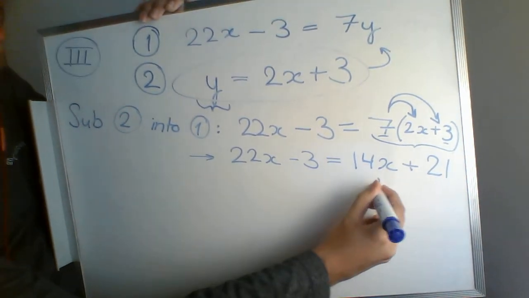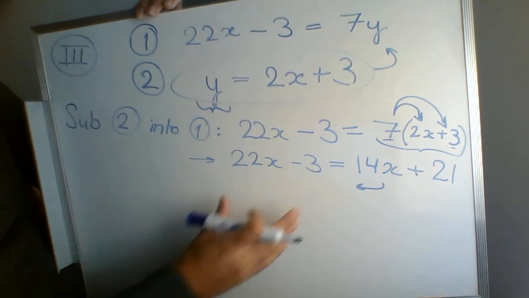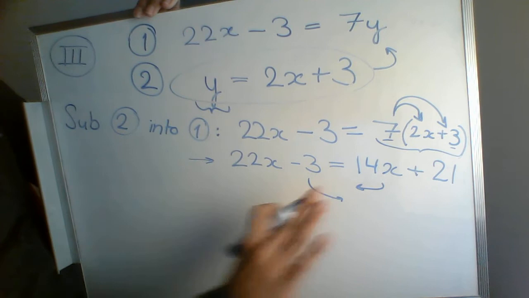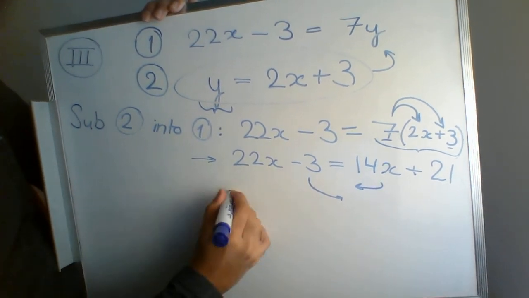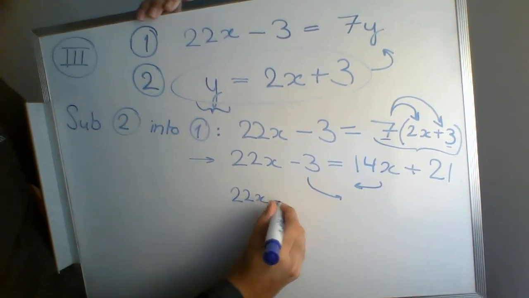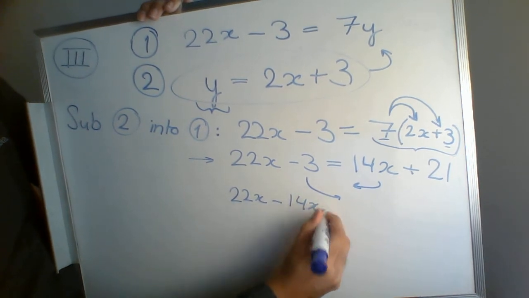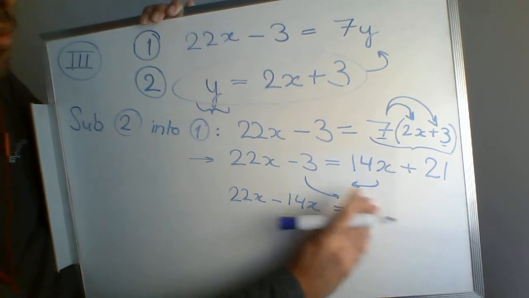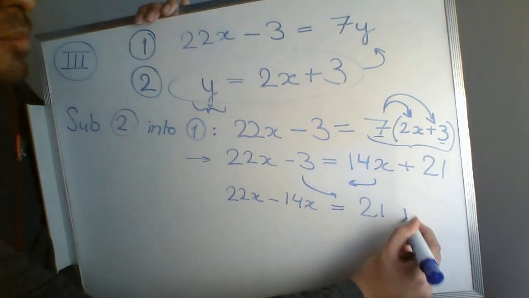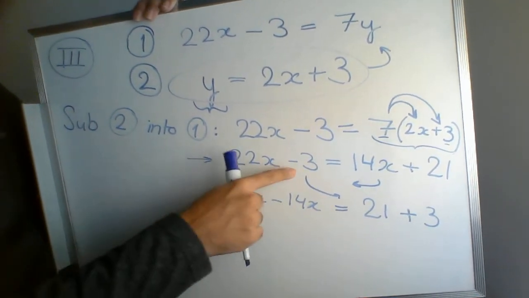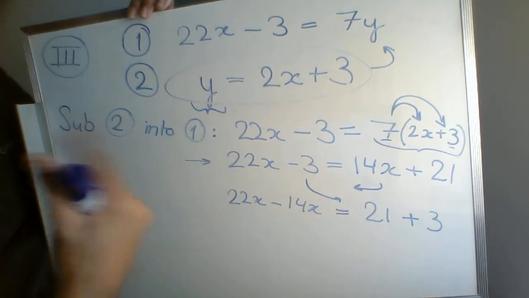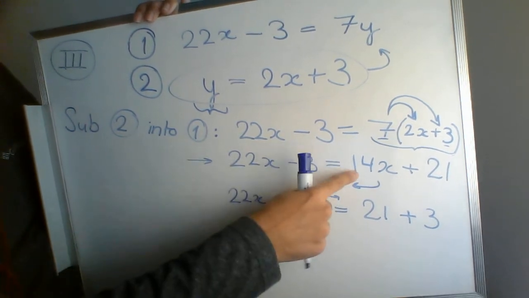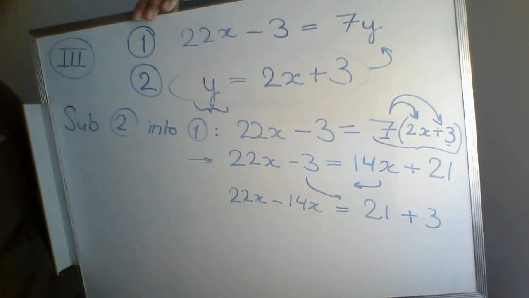So I'm going to take this 14x and bring it over this way, so that I have all the x's over here. And I'm going to take this negative 3 and move it over there, so that I have all the numbers over there. So then I end up with 22x minus 14x, remember it's going to be subtracted when you bring it across the equal sign, equals 21 plus 3. And it's added because it was originally being subtracted, so we flip the sign when it goes to the other side. It was negative here, so it'll be positive there. And for the 14x, it was positive there, so it'll be negative over here.